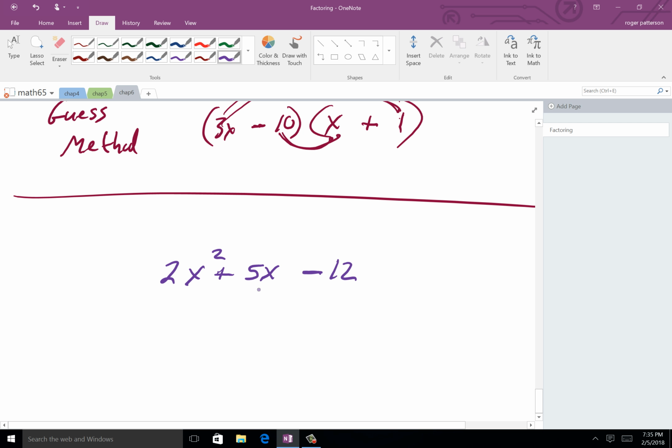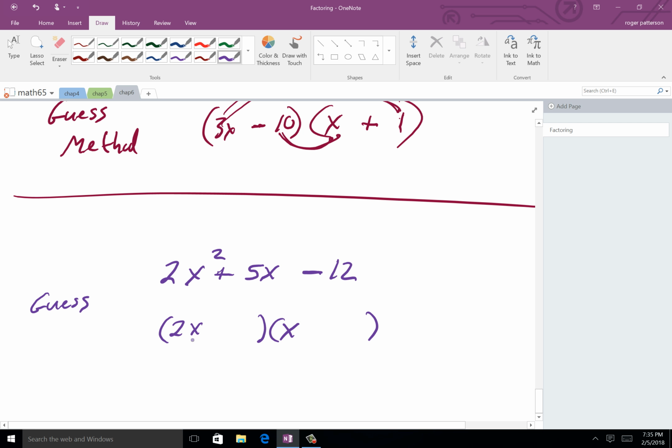Alright, so we got 2x squared plus 5x minus 12. We're going to guess method first this time. We're guessing. Well, still caught a break. I know that's going to be there and there. Alright.